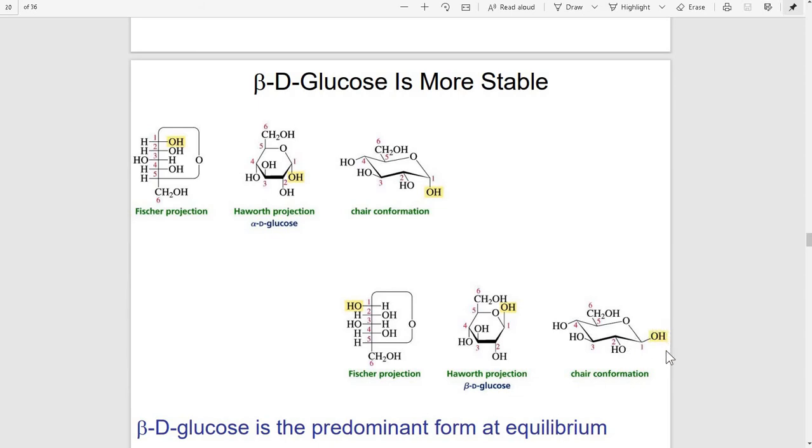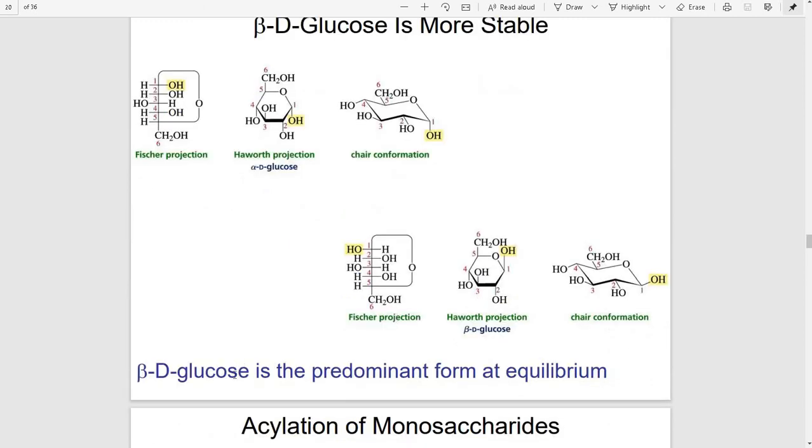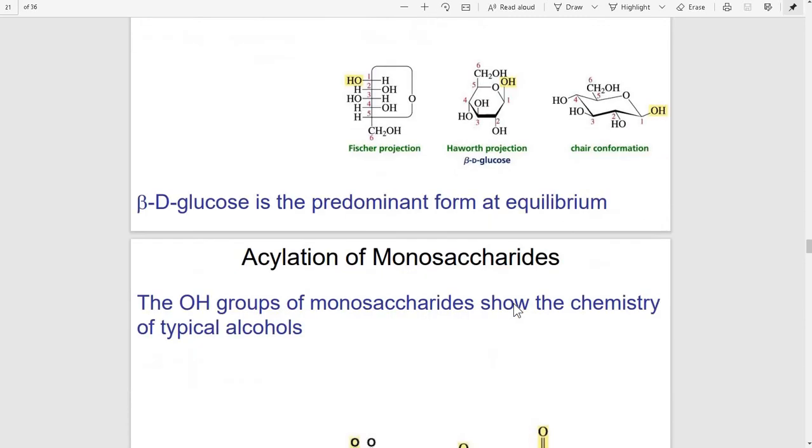This means an equatorial OH is more stable as compared to an axial OH. Okay, see, beta D glucose is the predominant form at equilibrium, meaning the equatorial position is the favorable position for beta D glucose.